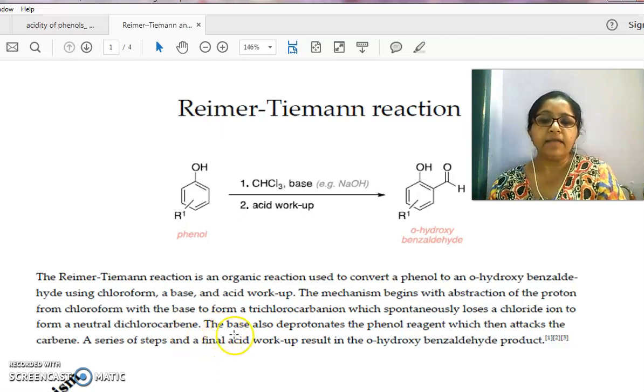The base also deprotonates the phenol, and finally what we are getting is a negatively charged phenoxide. This phenoxide attacks the carbene, which is electron deficit. Let us see the steps.